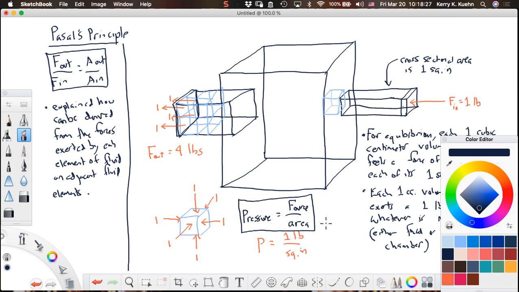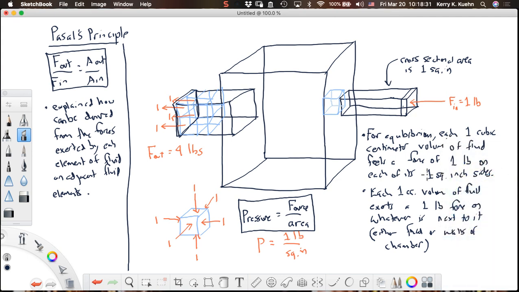Okay, so that's a mini lecture, a description of how we can think about this. And now I'm going to stop my screencast.